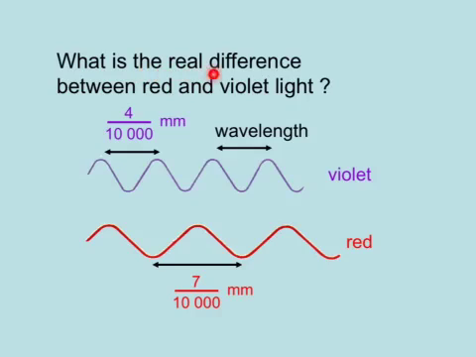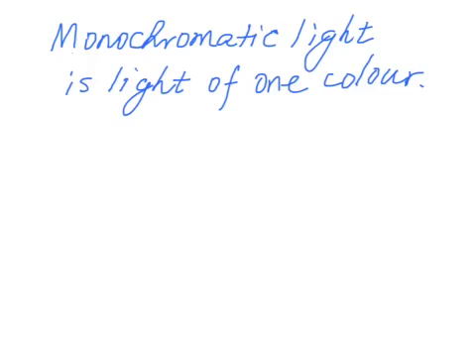What is the real difference between red and violet light? Red light has a longer wavelength. Monochromatic light is light of one color. Mono means one.